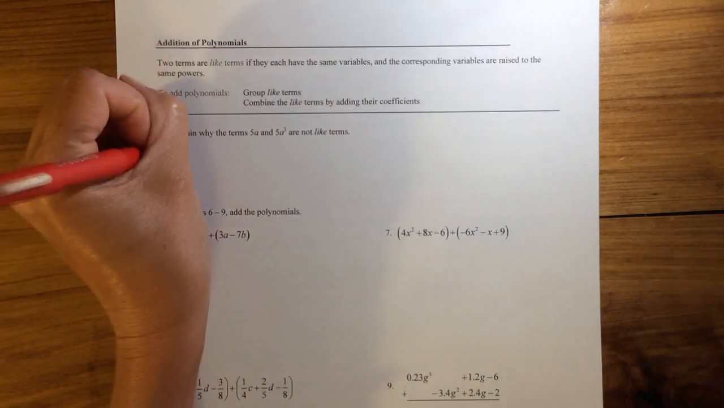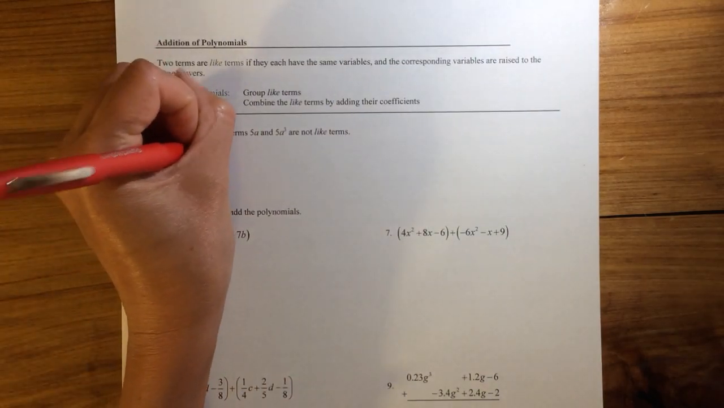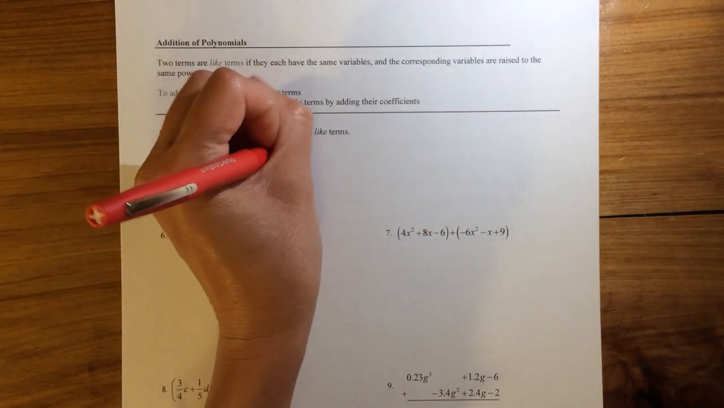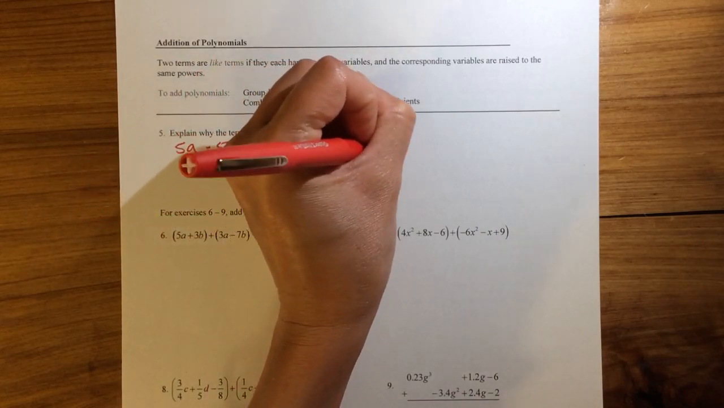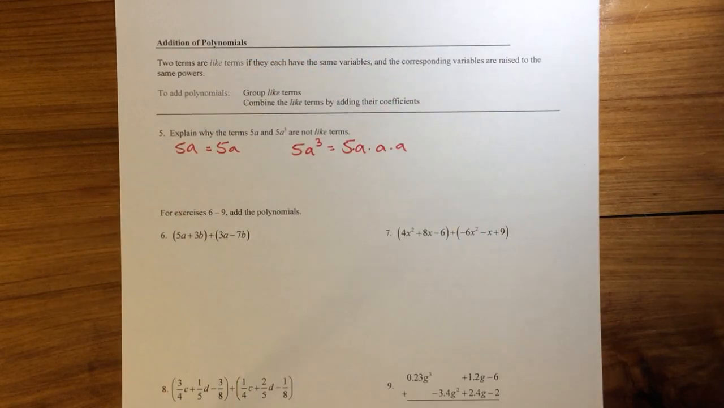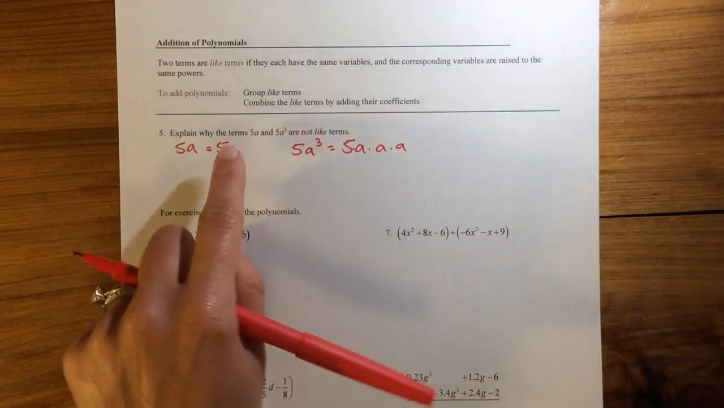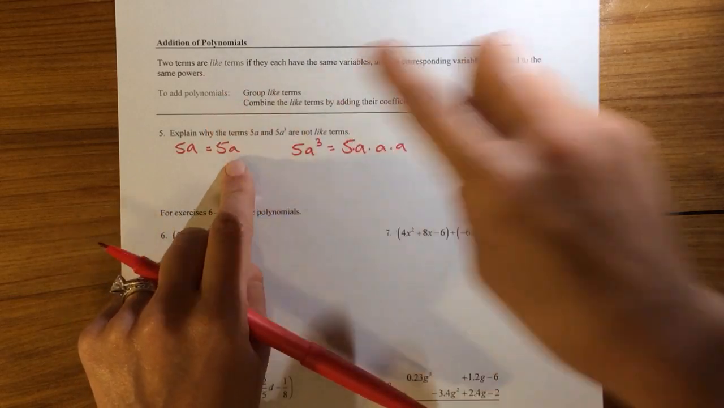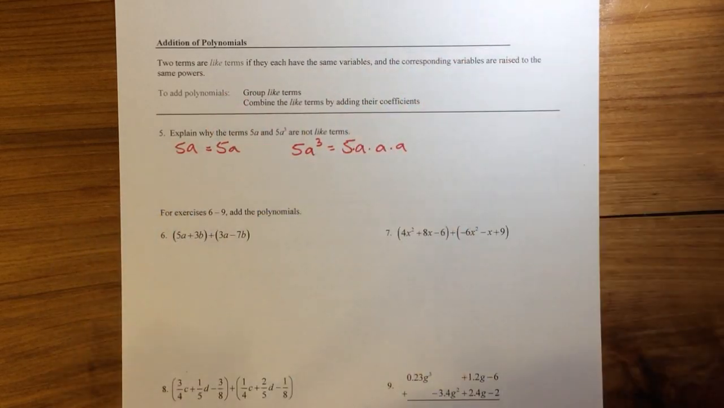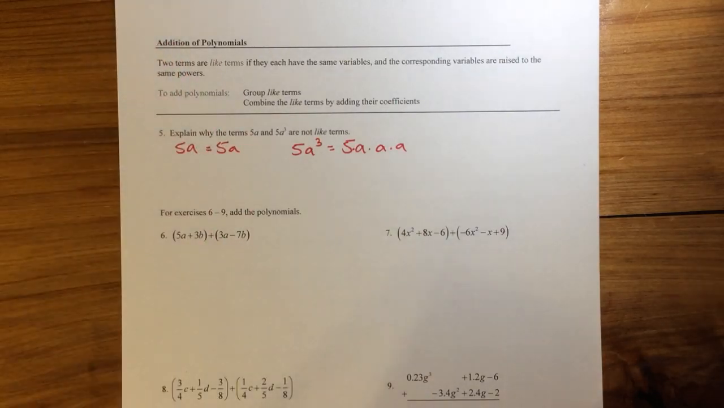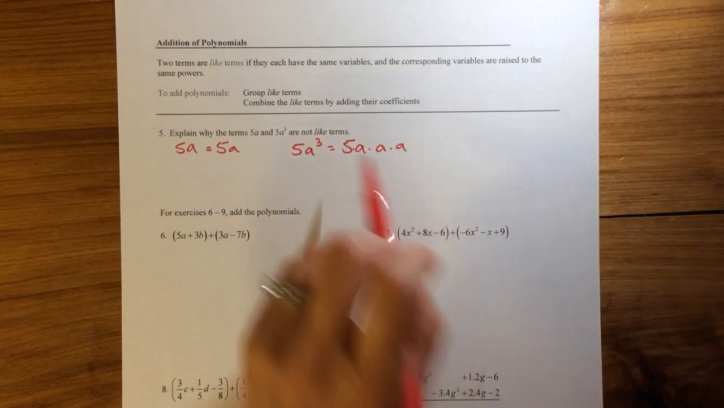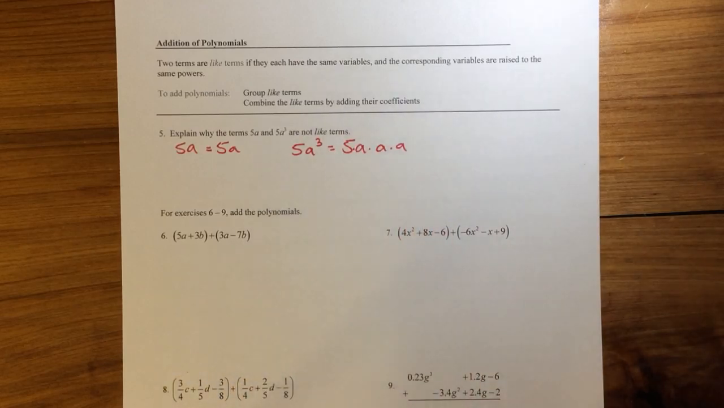Remember that 5a is equal to 5a. And 5a cubed is equal to 5 times a times a times a, right? So now these are certainly not like terms because on the left we've got 1 a and on the right we've got 3 a's. So that's why they're not, quote, like. Yes, they both have a 5. Yes, they both have an a. But technically the a cubed has 3 a's, right?